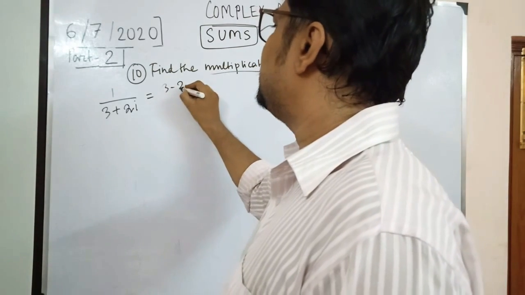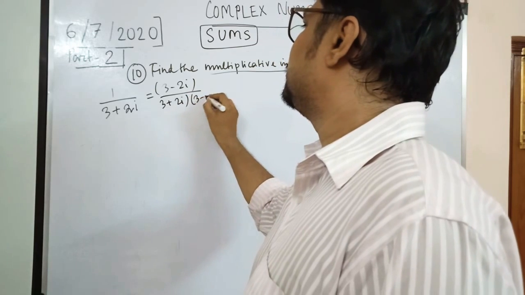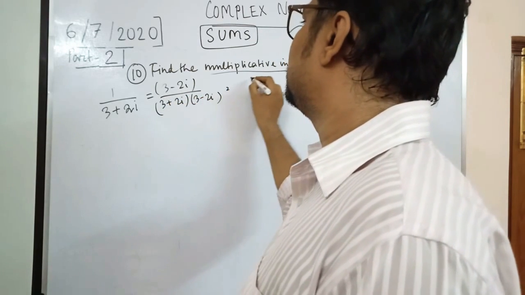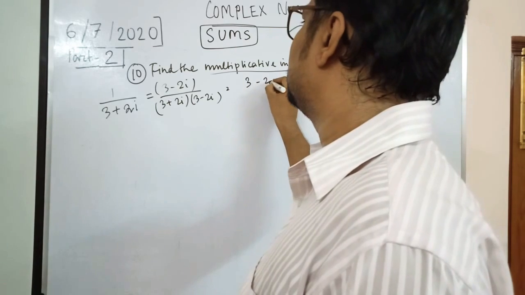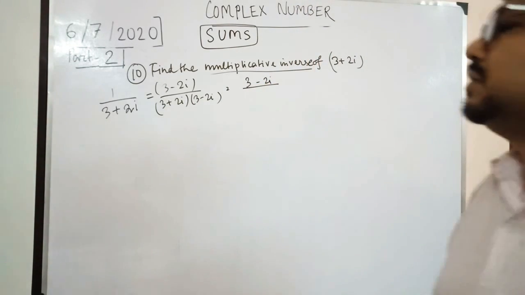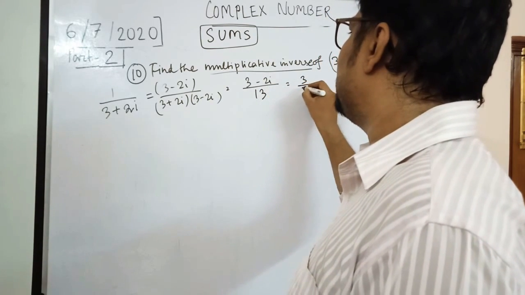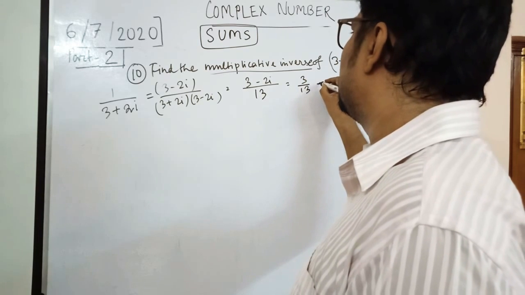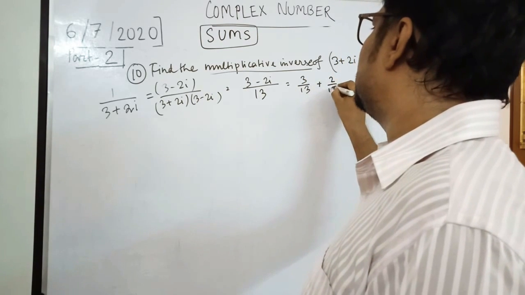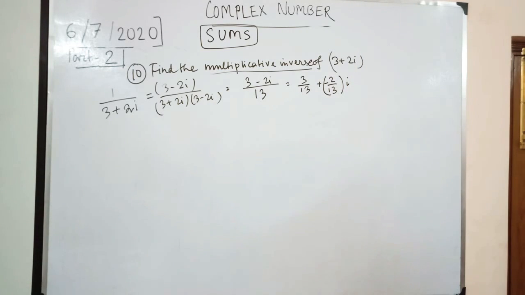So just rationalize this. So it will be, how much? It's 9 minus 4i squared, so 9 plus 4 is 13. So the multiplicative inverse will be 3 minus 2i by 13. So if I write it in the a plus ib form, I get 3 by 13 minus 2 by 13 i.